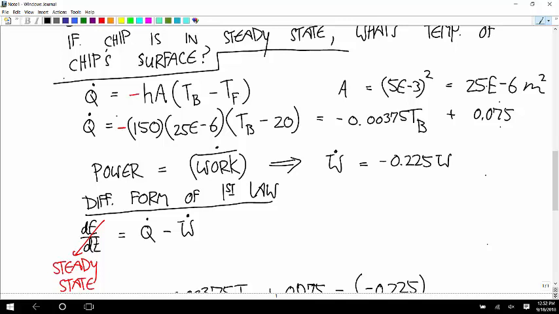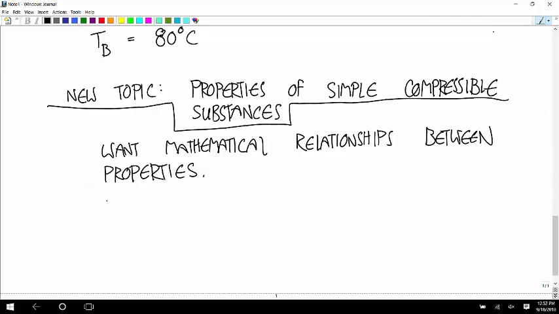Okay. Think of the ideal gas law. Think of the ideal gas law that says, in the form that we're going to use, the pressure times the specific volume is equal to a constant R times the temperature.